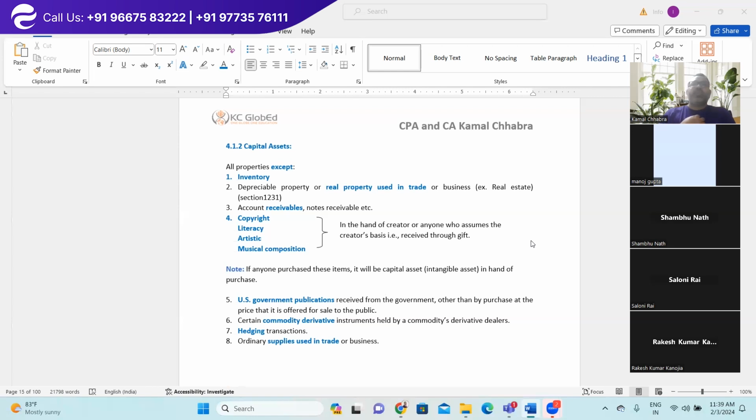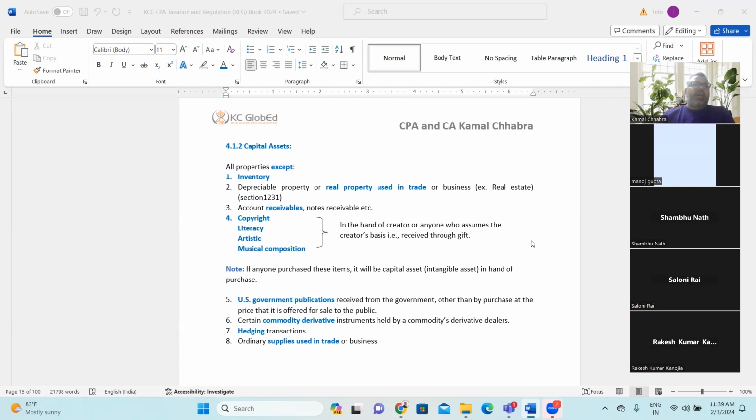For example, I am a music composer. For me, the music is inventory. For example, I am a designer, or I make drawings. For me, the drawings which I'm making are inventory. For example, I am a dancer. So the music, the composition, the dance, or the film which I have created, for me it is an inventory. But if someone has purchased the IP, for them it is a capital asset.